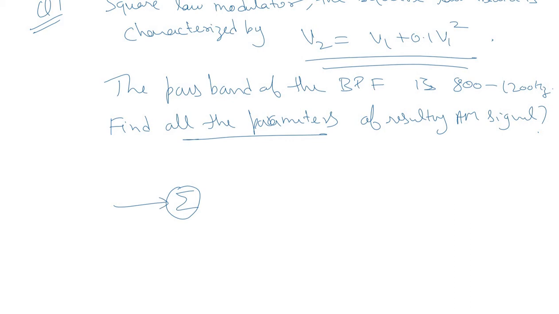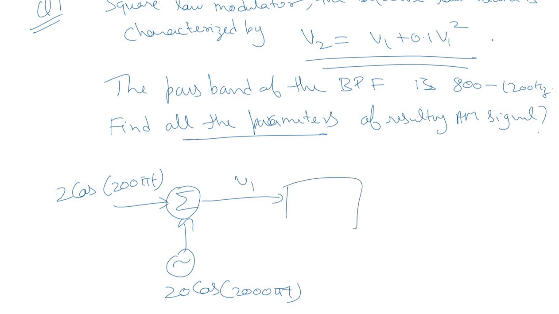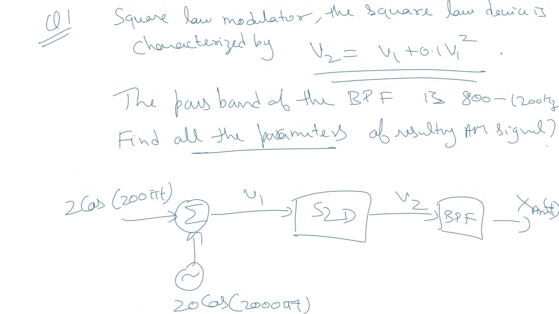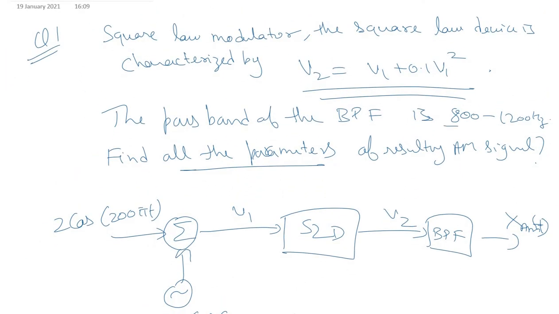We have a summer. The input message signal is 2 cos 200 pi t, and we have a carrier signal as the other input, which is 20 cos 2000 pi t, and the resultant V1 is given as input to the square law device. Further, V2 is given as input to the band pass filter, and then the resultant is the modulated signal. So this is the given block diagram, and we are given that the passband is 800 to 1200 Hertz, and the characteristic of this square law device is this, right? Now let us attempt the question.